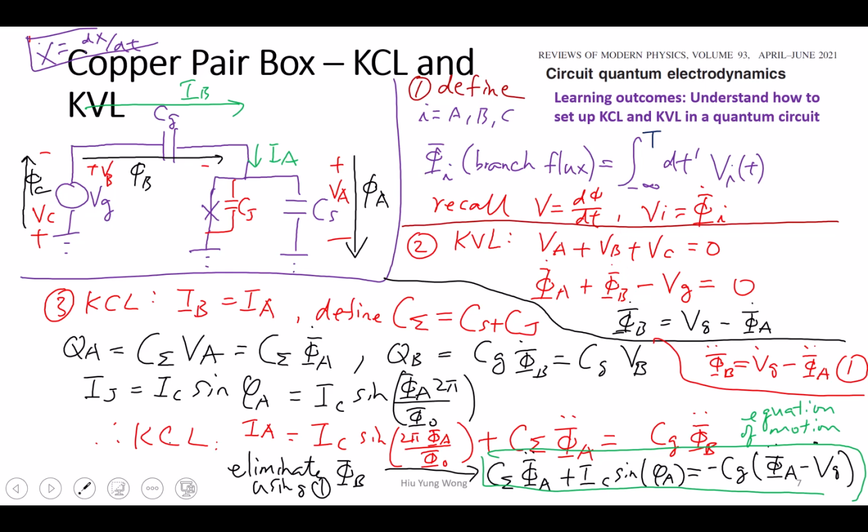Now, then we try to build the KVL. For KVL, we say VA, plus VB, plus VC. So this is a clockwise loop, right? So this has to add up to zero. But there is an issue about this VC. Usually the VG should have the plus on top, minus at the bottom. That's usually how we apply the gate voltage. But if we do this, then VC equals negative VG, okay?